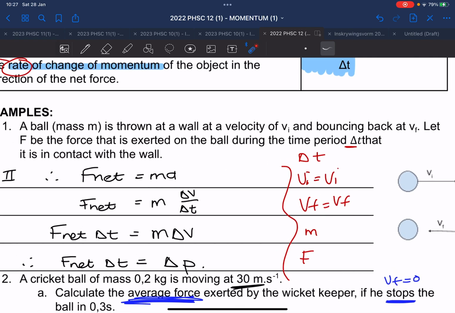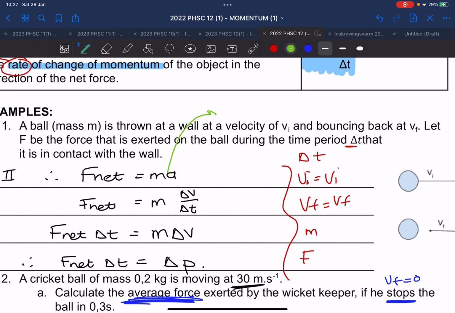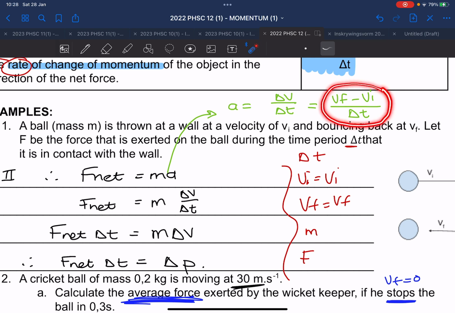Okay. Now we know that acceleration is the change in velocity over the change in time. Or we can say it's the final velocity minus initial velocity over the change in time. Do you remember that from grade 10? Way back. Okay, so instead of writing acceleration, I can just write the change in velocity over the change in time.